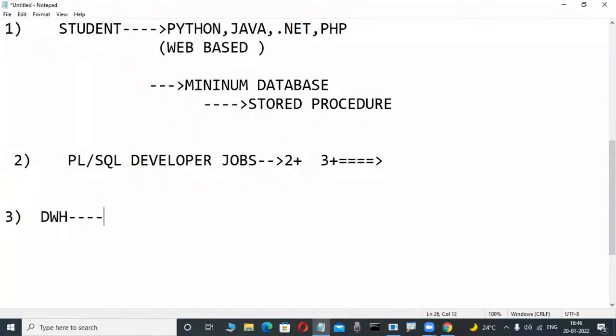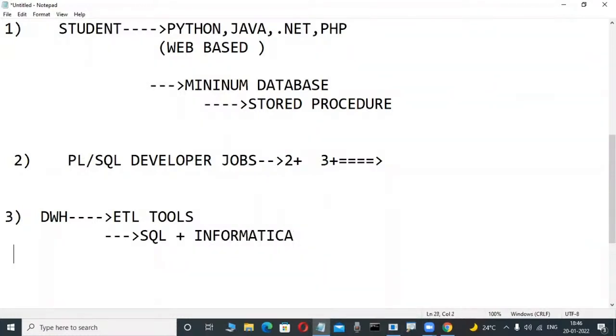In that, ETL programmers and reporting programmers are there. Extraction, transformation and loading, ETL tools are there. These persons need a little bit of SQL knowledge. PL/SQL is not required. If they have an idea of SQL, then they learn the tools in institutes also. Informatica is a very popular tool. Again, Data Stage is a popular ETL tool, and Talend is another tool.